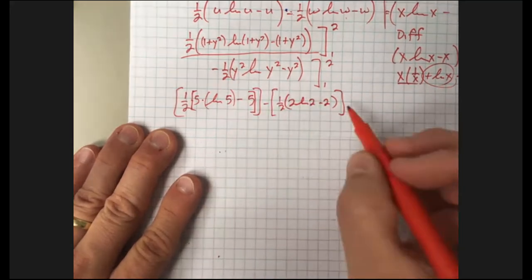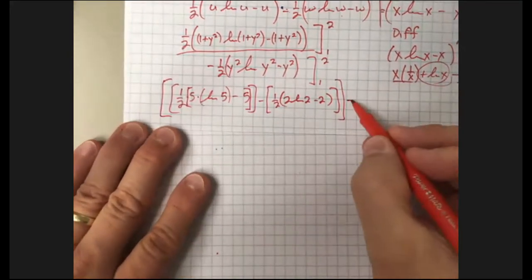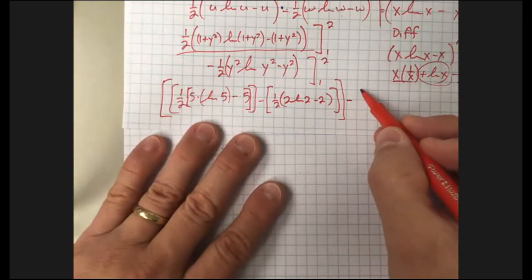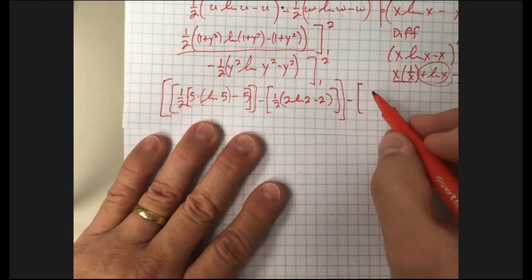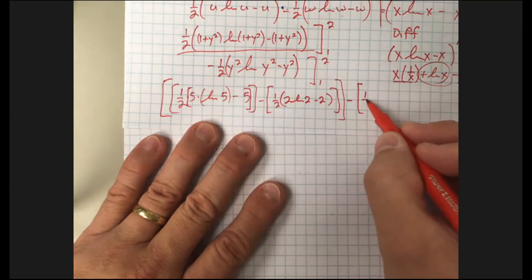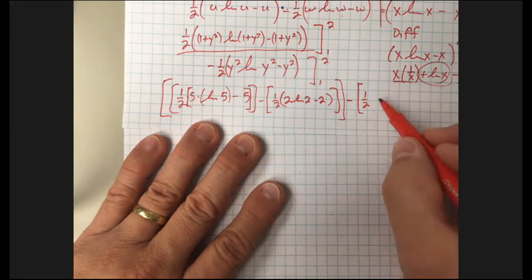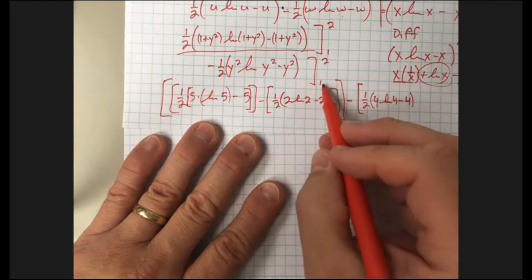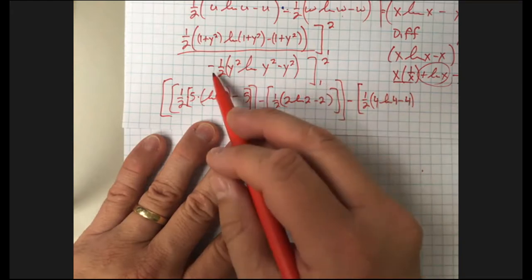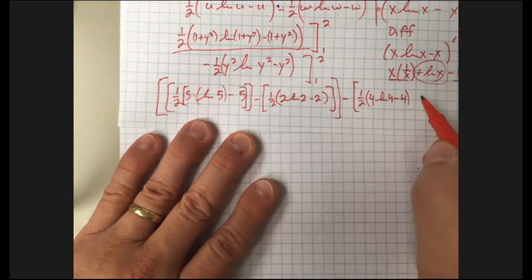And then we're going to subtract 1/2. Put in 2 here, I get minus 1/2 of 4 log 4 minus 4. And put in the 1, I get another minus 1/2 of 1 log 1 minus 1.